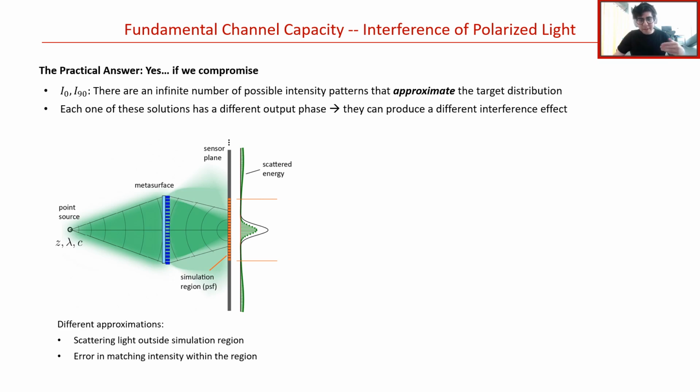For use in imaging tasks, we actually prefer to encourage solutions of the second type, since the first would result in a diffuse background that lowers the contrast of our images. We do this during gradient descent by using a regularization term in our loss function that penalizes energy that's scattered outside of the calculation region.